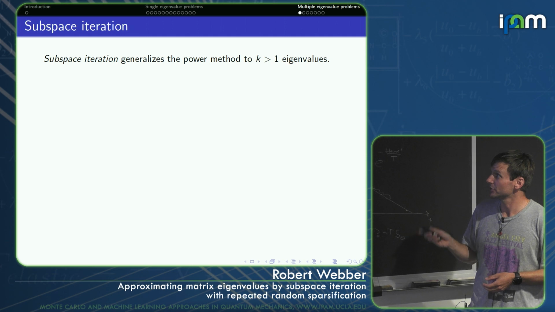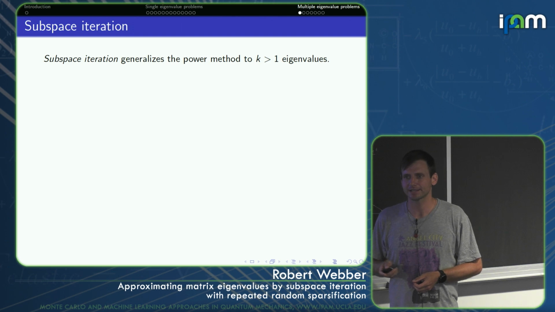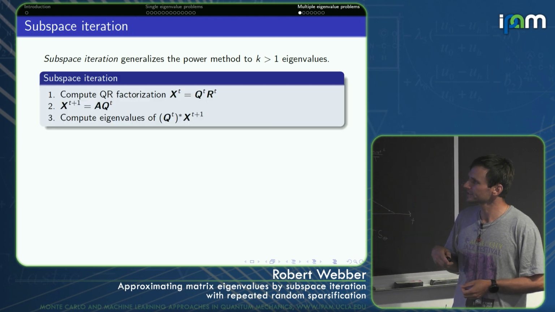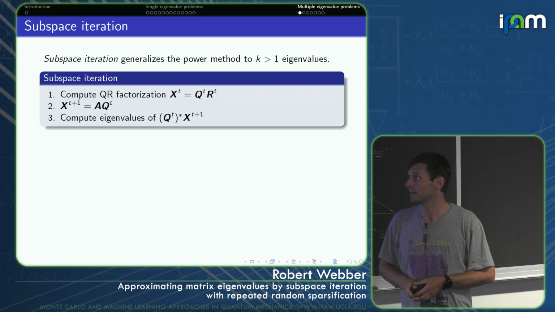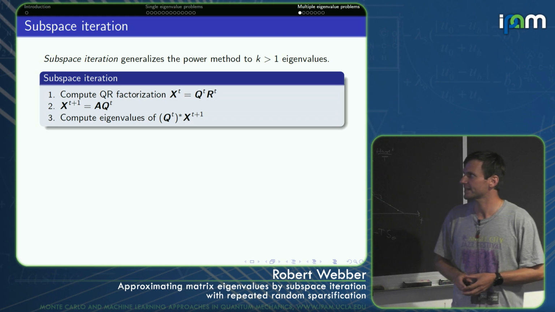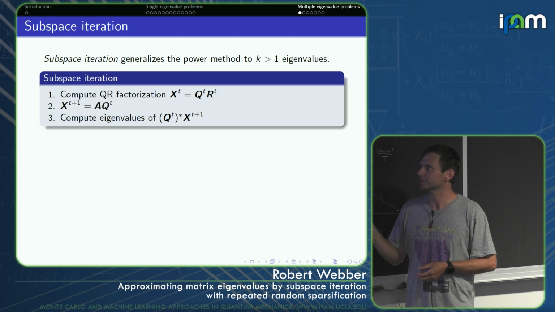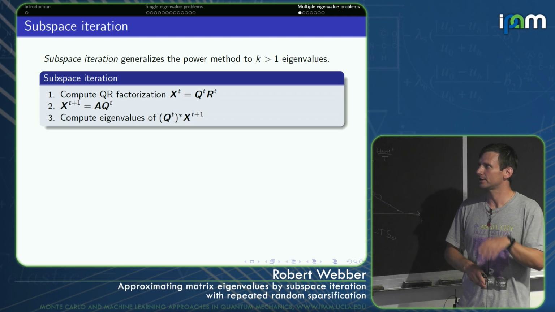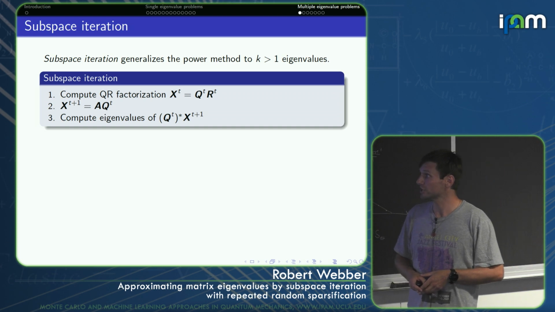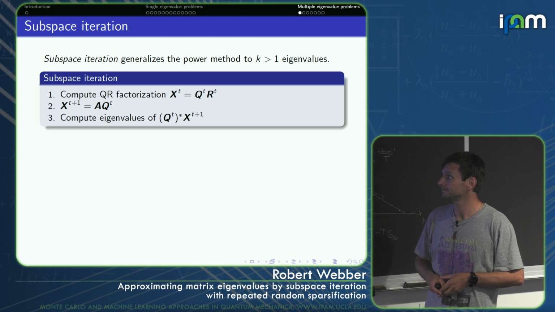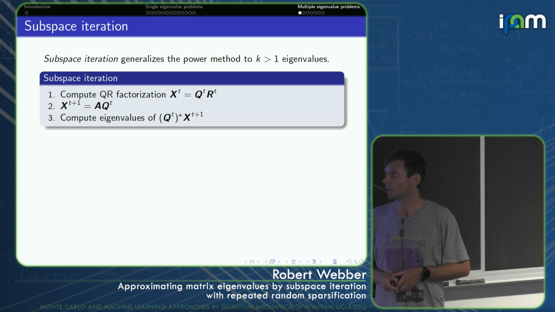Subspace iteration is the generalization of the power method to k bigger than 1 eigenvalues. It looks a lot like the power method. The first step, again, is a normalization step. It's typically accomplished through a QR factorization of the matrix xt, which is d by k. So xt is qt rt, where q is an orthogonal matrix and r is upper triangular. Then you perform a matrix multiplication: xt plus 1 is a qt. And to compute the eigenvalues, you can just look at qt star xt plus 1.